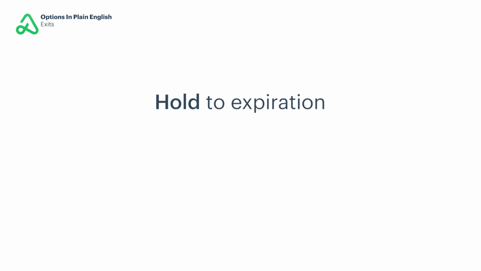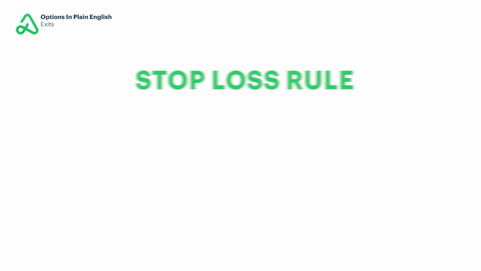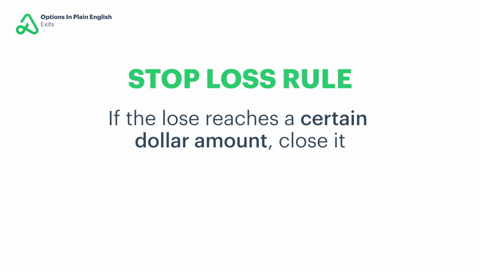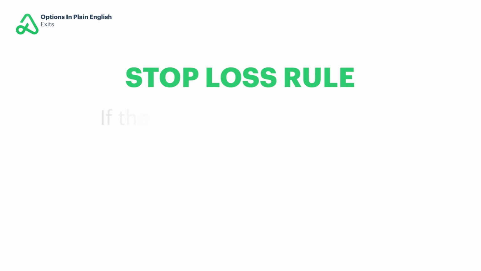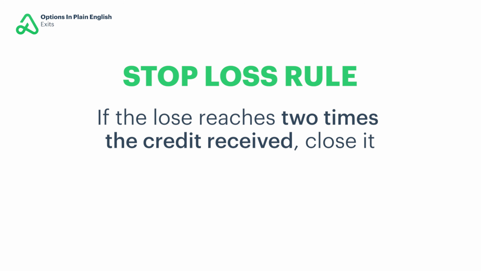This is where traders usually face a few choices. They can use a stop loss, they can hold to expiration, or they can just close the trade. But none of those should be emotional rescue missions, they should be rules. A stop loss rule might say, if the loss reaches a certain dollar amount, close it. Or if the loss reaches 2 times the credit received, close. The point is not that every trader has to manage losses in the same way. The point is that your loss management needs to be predefined.